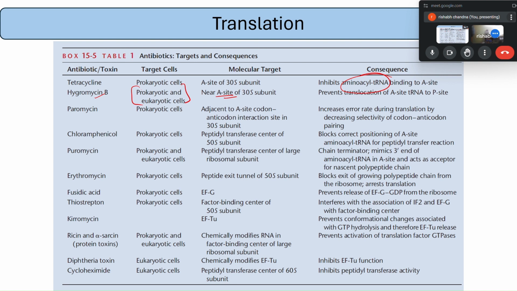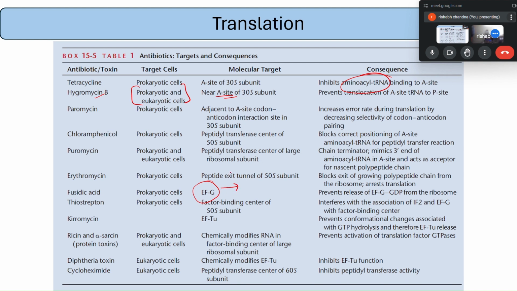Then we have puromycin that also targets the peptidyl transferase in both prokaryotes and eukaryotes. So this is a chain terminator similar to chloramphenicol. Then we have erythromycin that blocks the peptide exit tunnel of the 50S subunit. So this also blocks the peptide chain by blocking the exit. Then we have fusidic acid that targets the EF-G elongation factor in prokaryotes so that the translocation cannot happen.